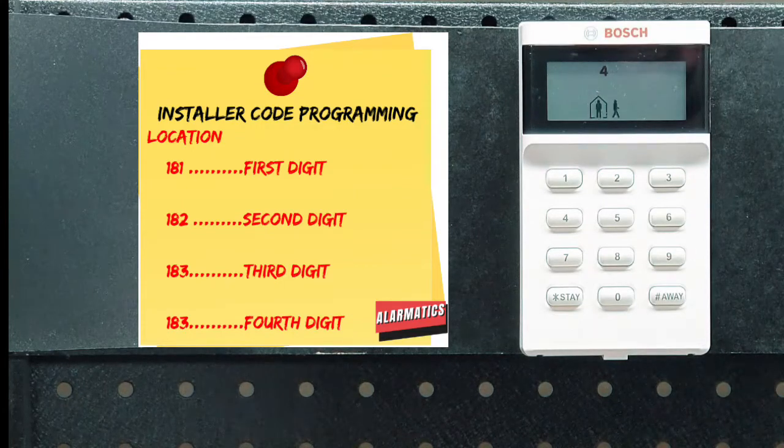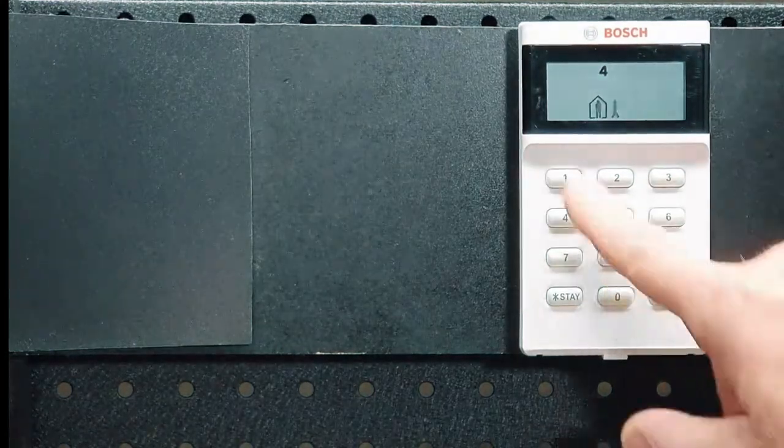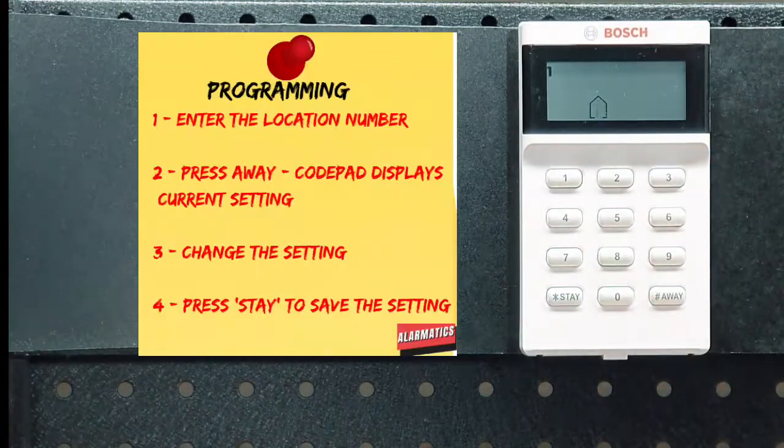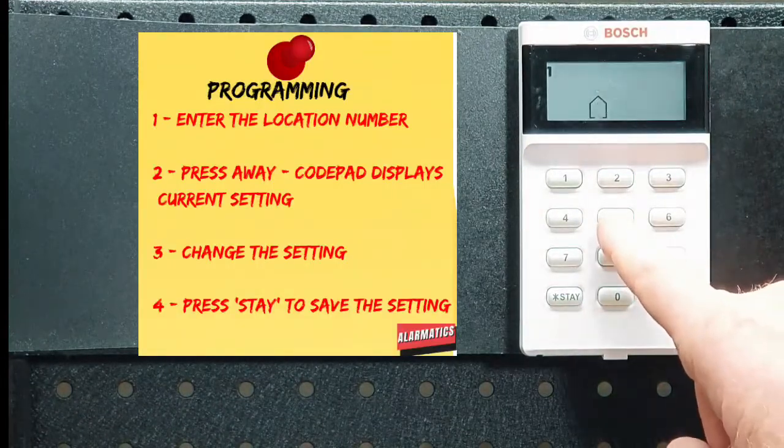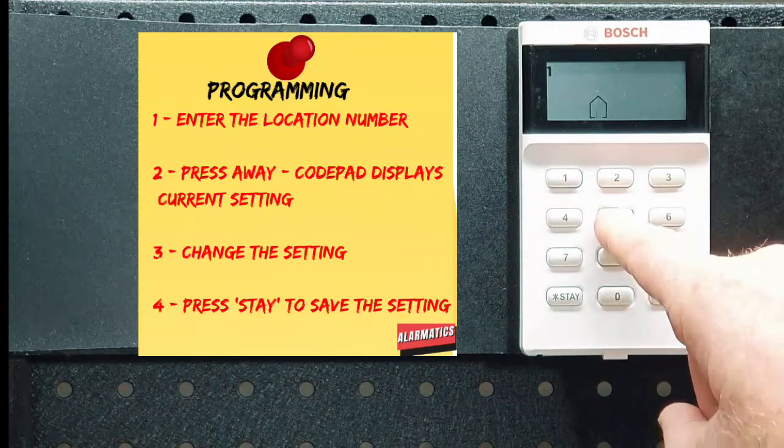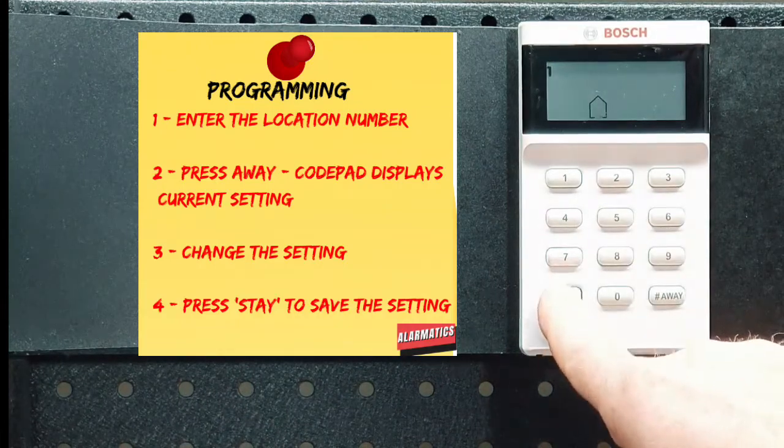I'm going to change it to 5678. So I jump back to 181 and just type in the new digit that I want. I want the first digit to be a 5, so I press 5 and I save that by pressing the stay button.